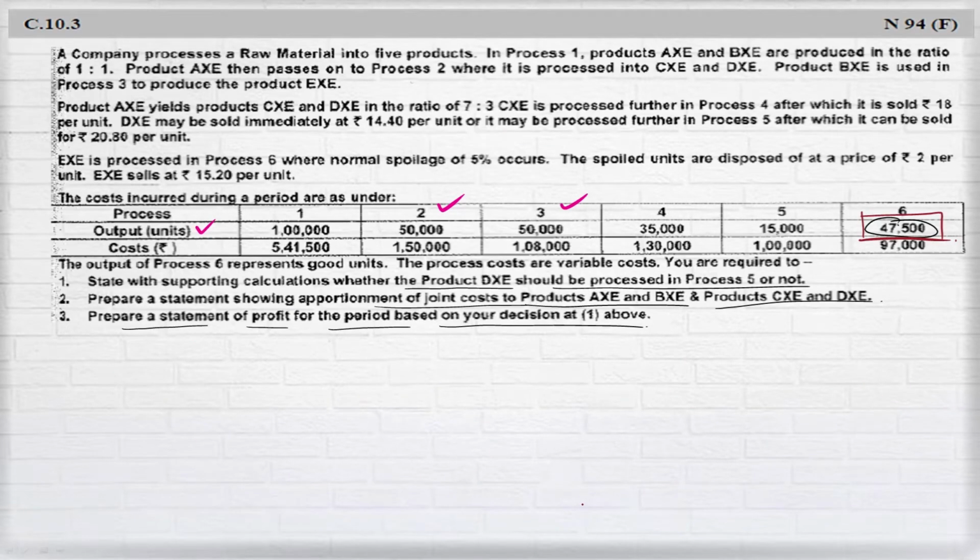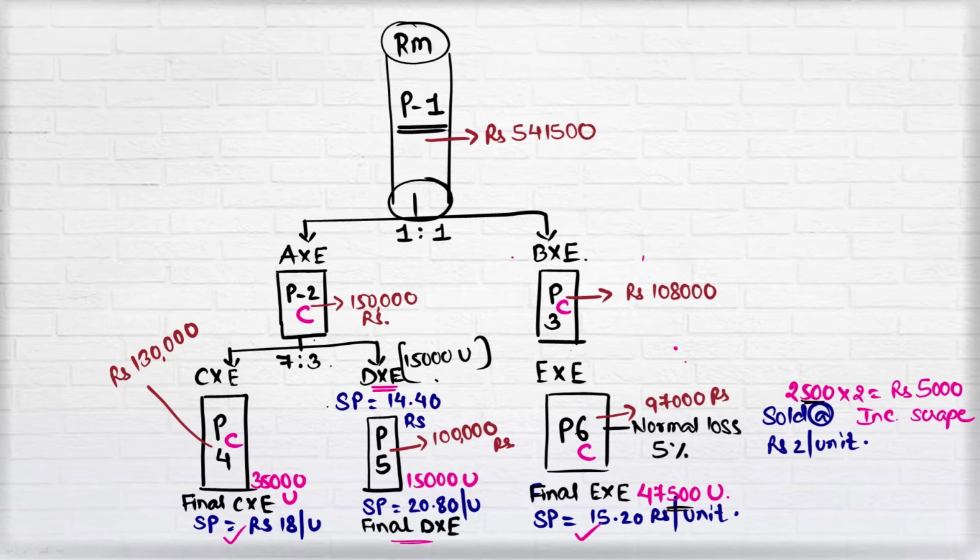State with supporting calculations whether the product DXE should be processed in process 5 or not. We are talking about further manufacturing of only this. And they can ask only about that because that is the only option which is available. All others are compulsory. See the C. This is the only process which is not compulsory. So we are talking about process 5, whether we should manufacture in process 5 or not.